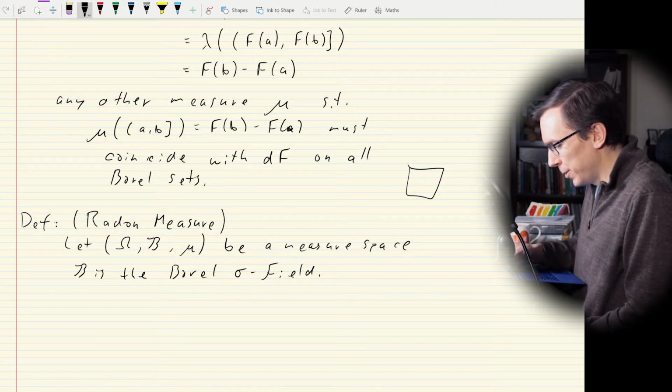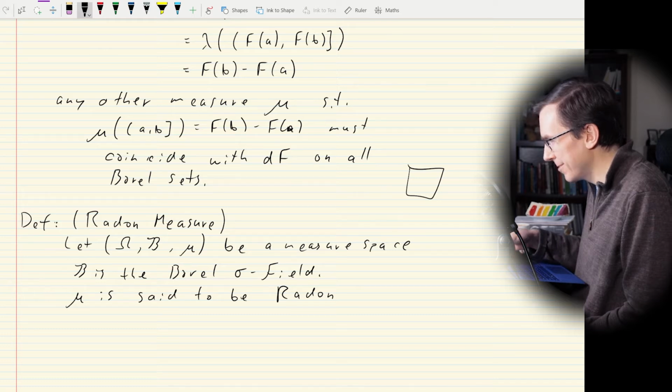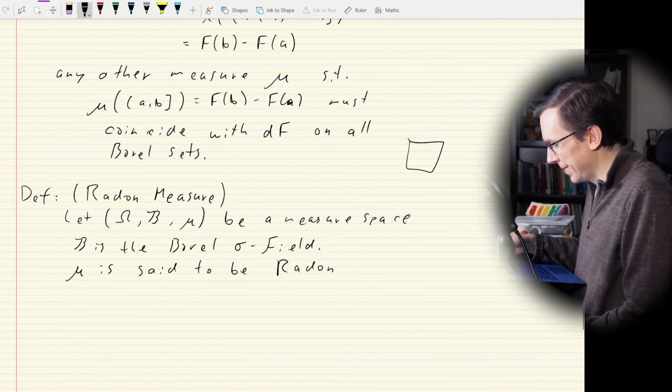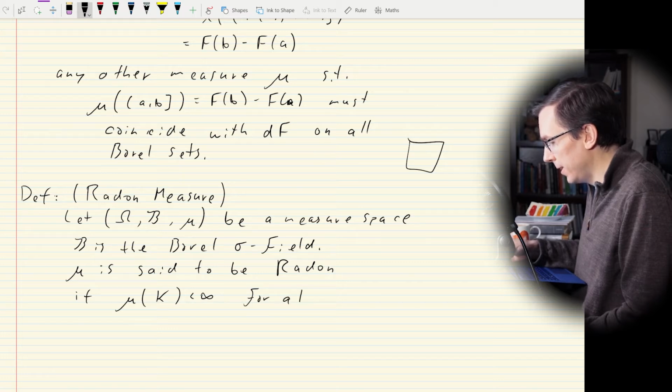So we'll say mu is said to be Radon if mu of the set K is finite for all compact K that are Borel sets.